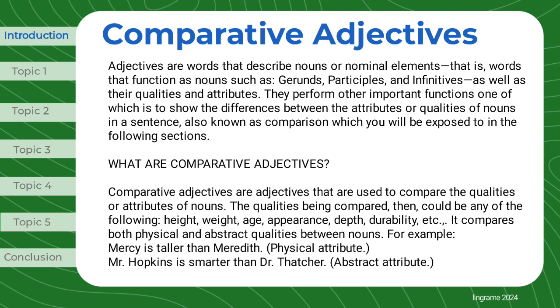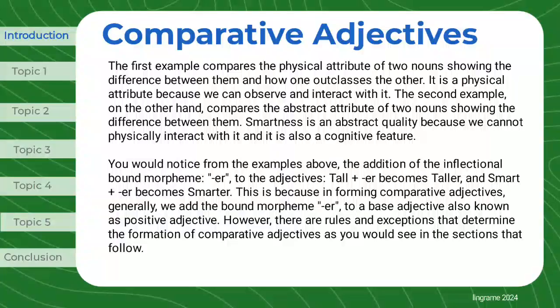For example, physical attribute: Mercy is taller than Meredith. Abstract attribute: Mr. Hopkins is smarter than Dr. Thatcher. The first example compares the physical attribute of two nouns, showing the difference between them and how one outclasses the other. It is a physical attribute because we can observe and interact with it.